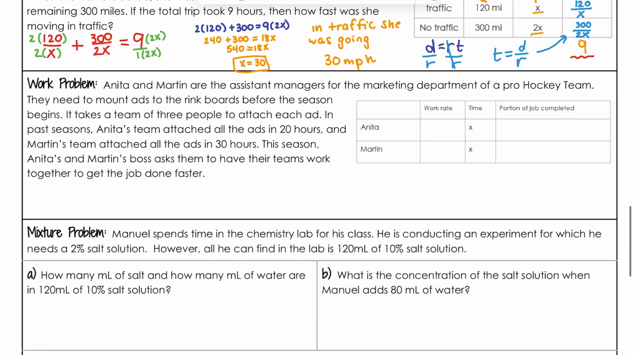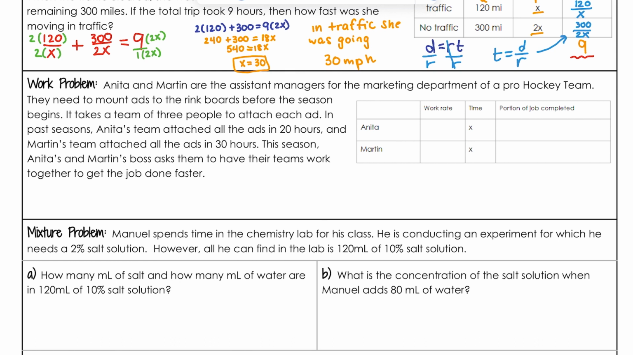All right, we're going to move on to a work problem. This is another problem where a table is super helpful. Anita and Martin are the assistant managers for the marketing department of a pro hockey team. They need to mount ads to the rink boards before the season begins. It takes a team of 3 people to attach each ad.